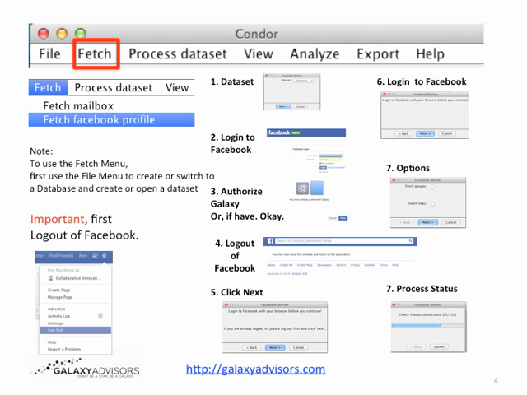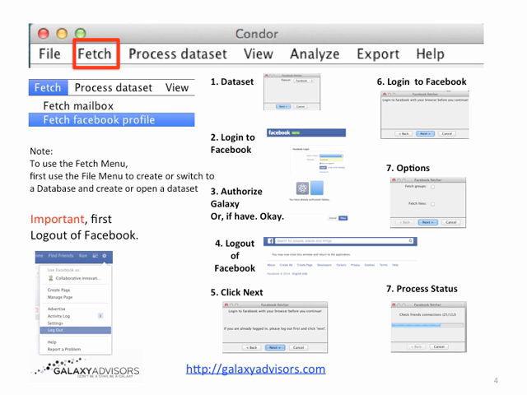If you click on Fetch, you'll get this menu, and the second one from the top is Fetch a Facebook Profile. It's detailed with these 7 steps on the right that we're going to go through screen by screen. To begin with, you're going to use the File menu to create or switch to a database, and then create or open a data set. And before we start anything, just make sure you're logged out of Facebook.